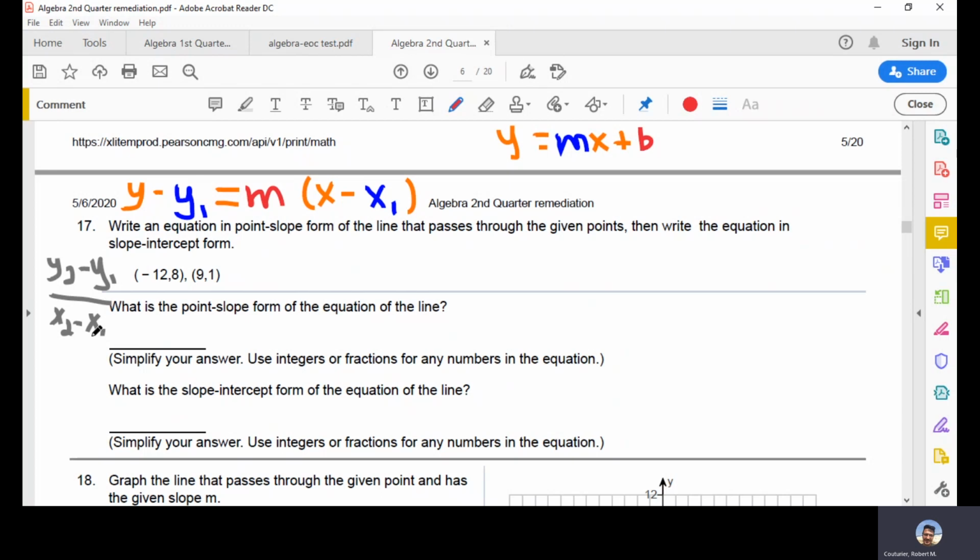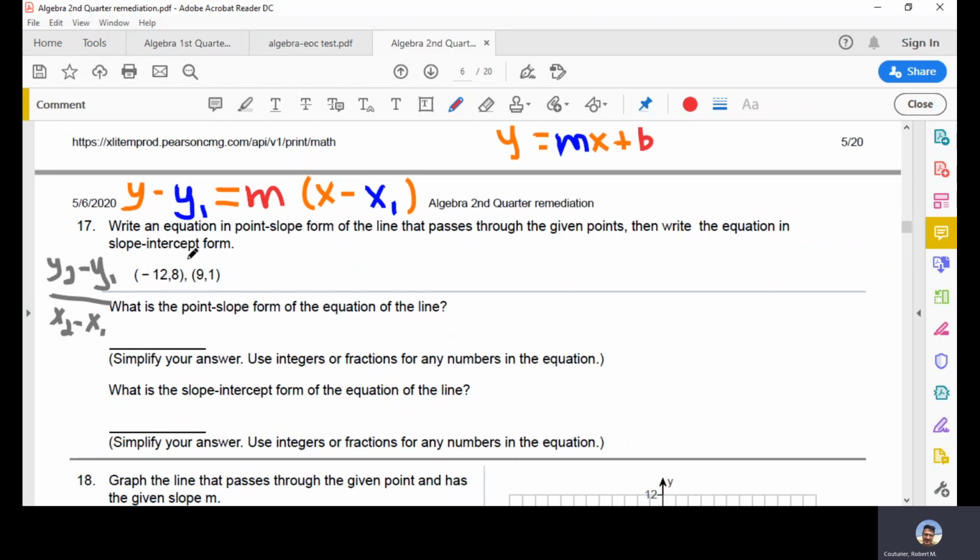Okay, so let's see what we're asking for today. First thing is, write an equation in point-slope form of the line that passes through the given points. Then write the equation of the line in slope-intercept form. So we look at this really carefully. It says, what is the point-slope form? So it's very easy. We have 2 points. We can calculate a slope using 2 points. So that's what we do.